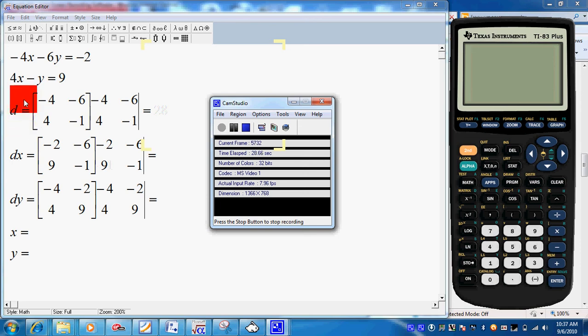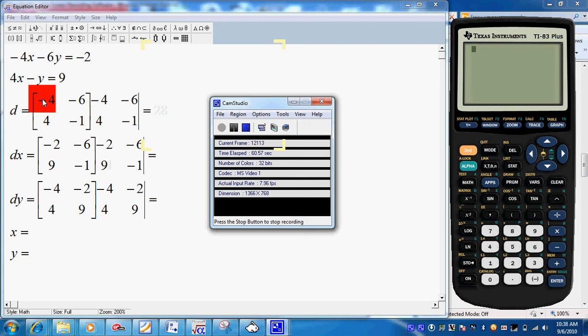Here's how you set it up. You have the three matrices, and you have to find the determinant of them. You find the determinant of the matrices, and then in the end you use those determinant values to find the answer for x and y. So here we go. I'm going to show you how to do that.